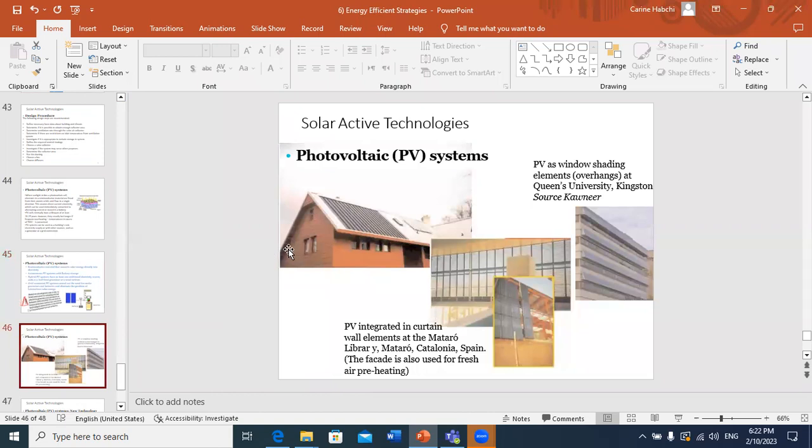Here is a figure showing solar active technologies using photovoltaic PV systems. As you can see, you can integrate it into the roof, you can integrate it into the facade as we discussed, and this will give you a large exposed area.